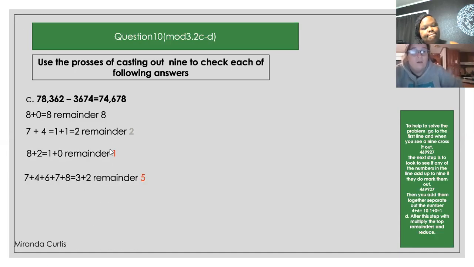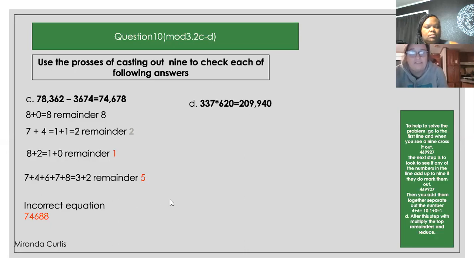Now we're going to go to the bottom. Now we're going to look and see if any of these are going to equal 9, and they don't. So we're going to do 7 plus 4 plus 6 plus 7 plus 8 equals 32. Now we're going to add the 3 and the 2, and it's going to give a remainder of 5. When you add this all together, it's going to give you an incomplete equation because it's not right. So the correct answer is 74,688.